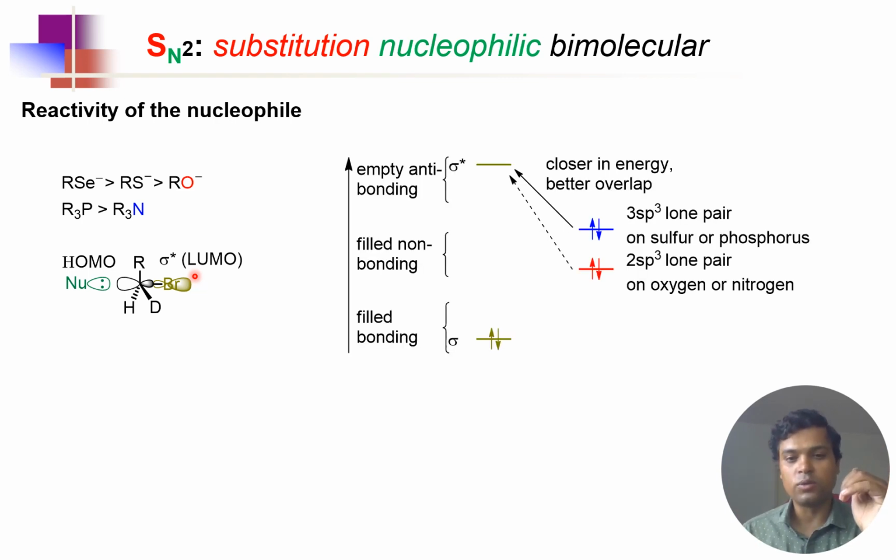Okay, so that is what we have discussed so far. This is a pictorial diagram: this is the sigma bonding and this is the sigma anti-bonding, which is very high in energy. When you go from oxygen, sulfur, selenium, or fluoride, chloride, bromide, iodide, you are getting closer to the anti-bonding, and therefore the overlap will be better and the reactions will be more facile, or much faster.